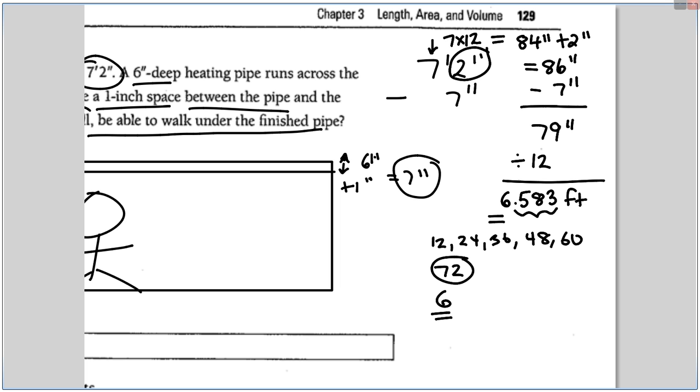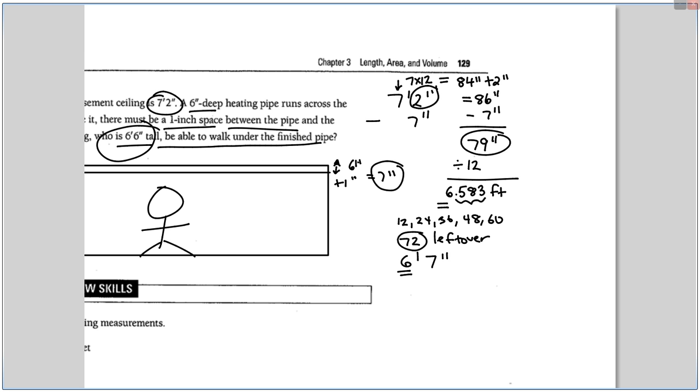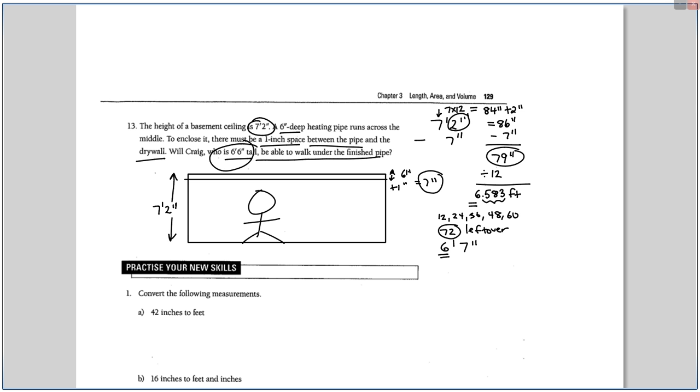But what about all these decimals? So how much is left over? In other words, the division and the remainder from 79. So 79 take away 72 is 7 inches. So how much space? It says that this will be the height of the room with the pipe overhead. So a man who is 6'6" will just reach. He'll have an inch of a gap there, so that's okay.